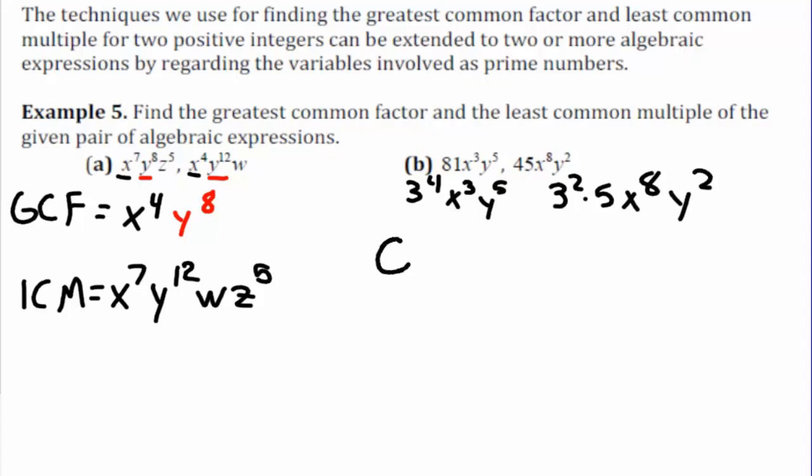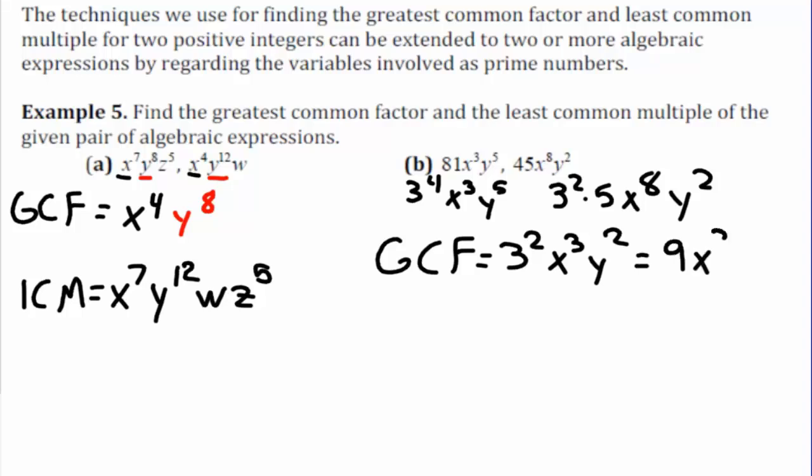So now we look at and say what do they have in common? Well, they both have 2 3's, they both have 3 x's, and they both have 2 y's. So 9x cubed y squared is their greatest common factor.